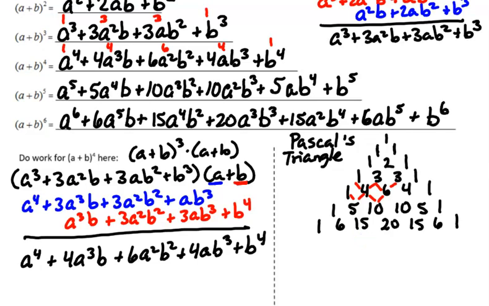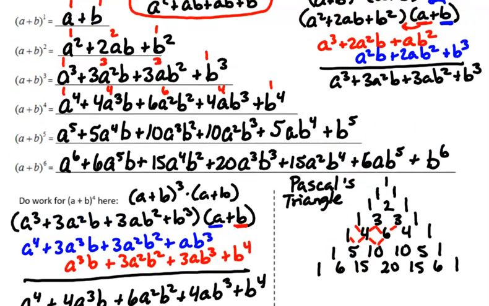Okay, so that is the pattern of coefficients and variables you get when you expand the binomial a plus b to a power. Next video, we're going to look at something called the binomial theorem.